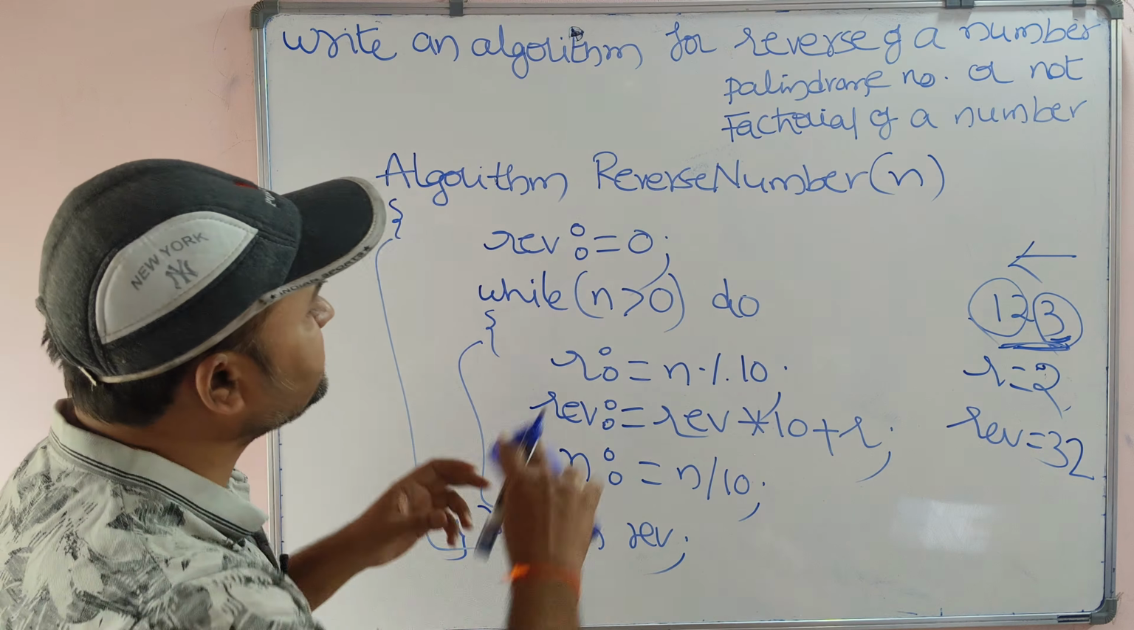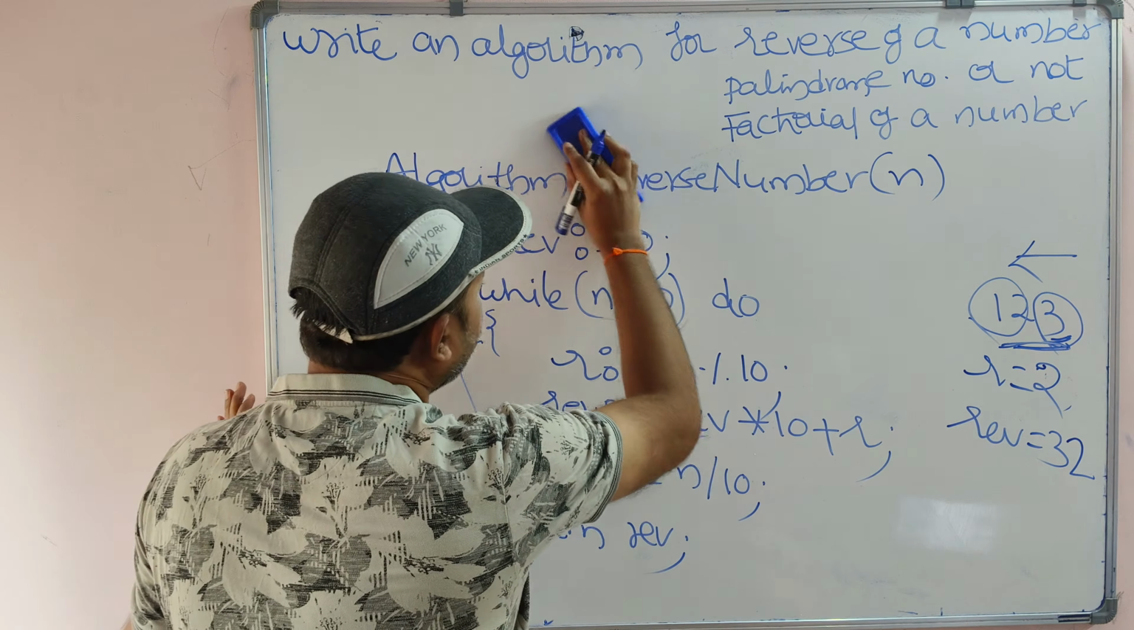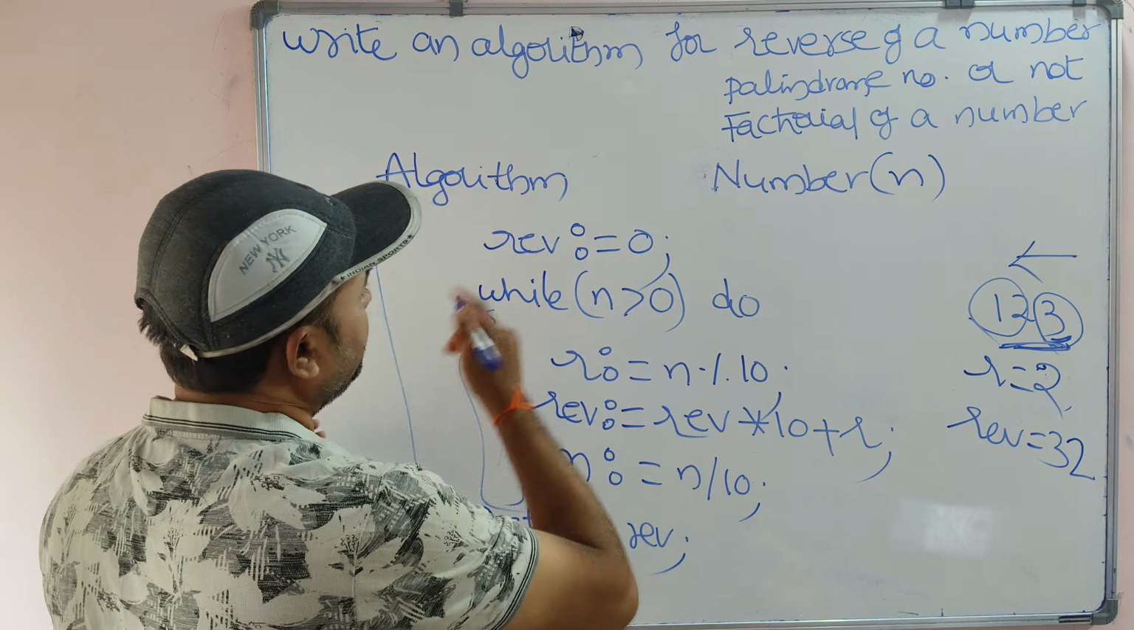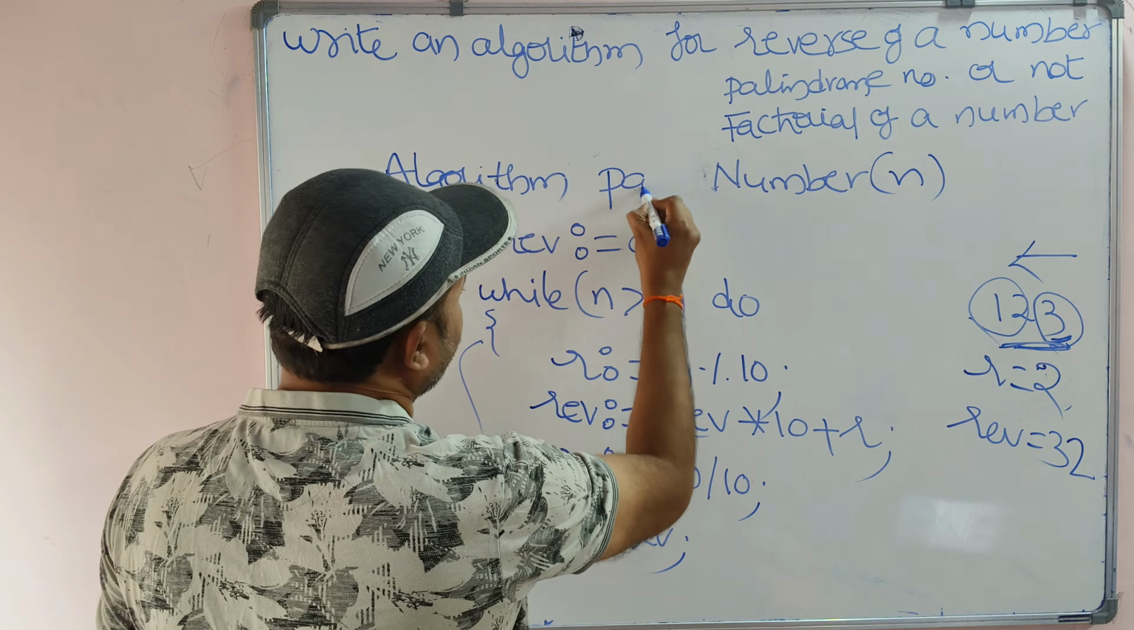Now let's see the second example. What is the second example? Palindrome number. So let the name of the algorithm be palindrome.